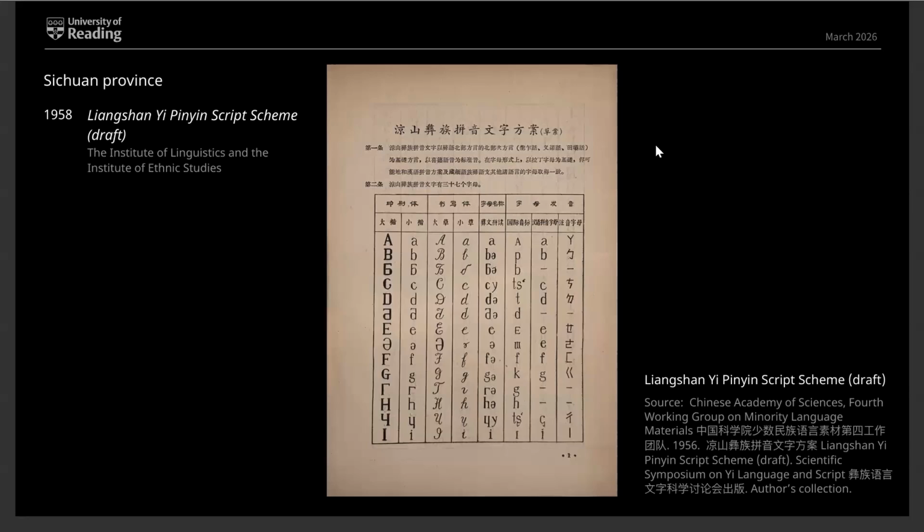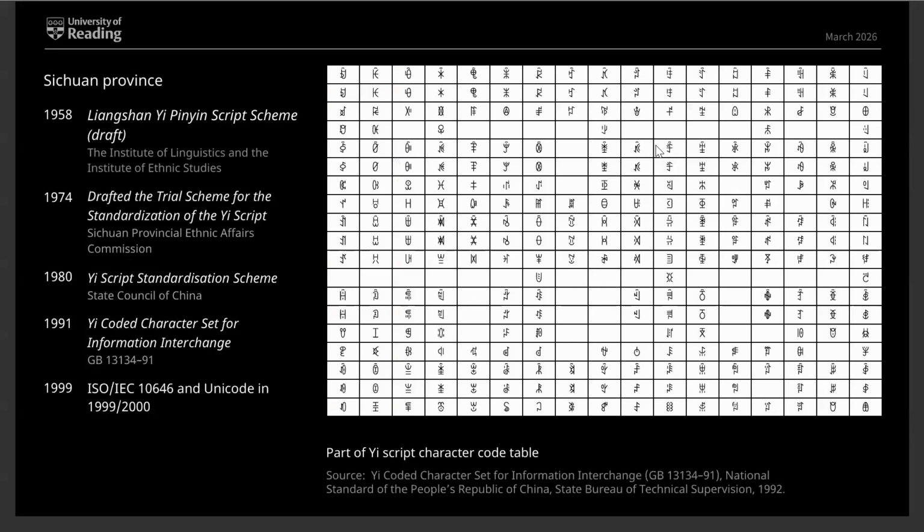In Sichuan, the standardization of its script was influenced by the development of Hanyu Pinyin, the Latin-based phonemic system for Chinese. In this context, in 1958, Sichuan proposed a draft known as the Liangshan Yi Pinyin script scheme. As the image shows, this scheme completely changed the original appearance of the script by taking the Latin alphabet as the visual basis of the letter forms. So this was an earlier attempt at standardization. However, the proposal was not finally adopted.